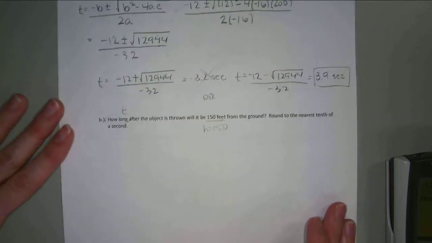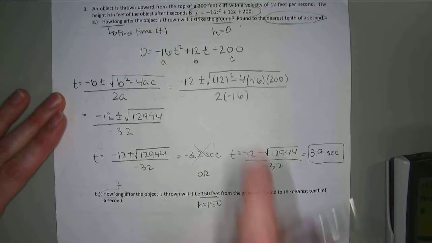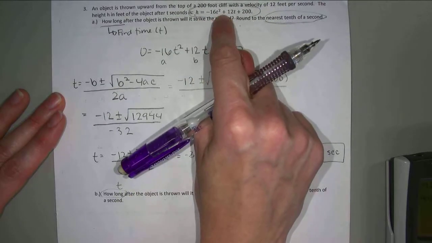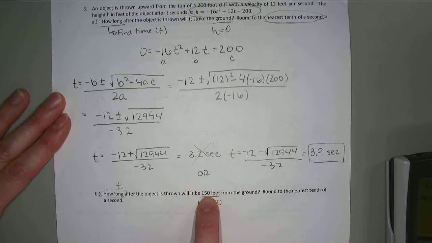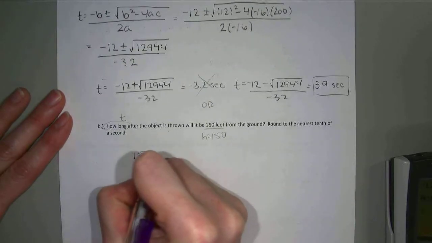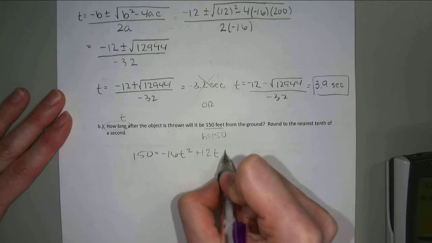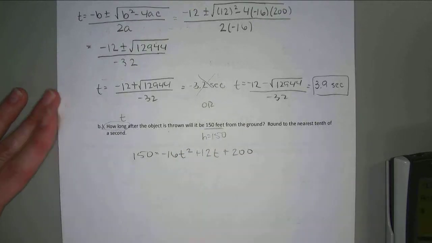So the same equation from above, way up there. Can I get it all in the picture? We're going to use the same equation from way up here, but now we want to know when it's 150 feet from the ground. So we're going to have 150 equals negative 16t squared plus 12t plus 200. Okay, so the exact same equation, but I'm putting 150 in for my height.